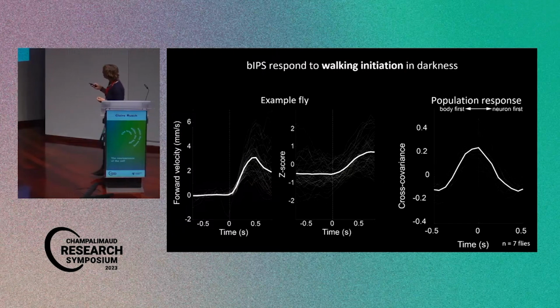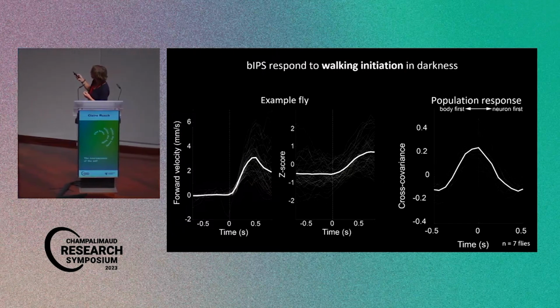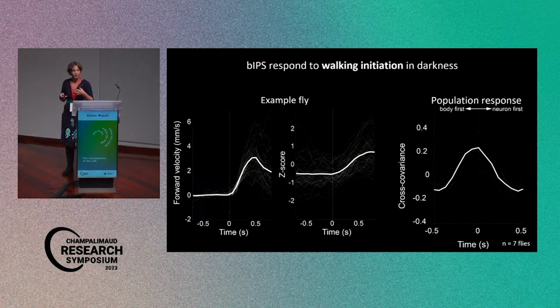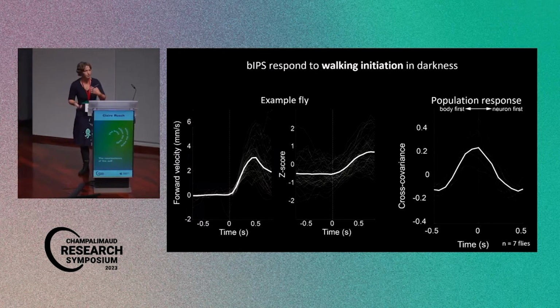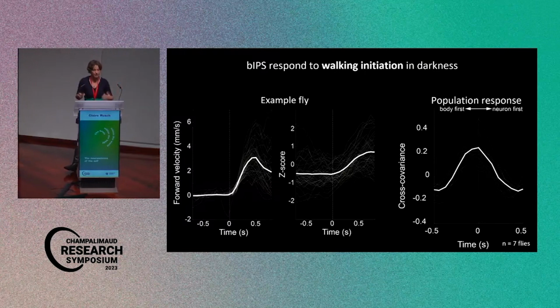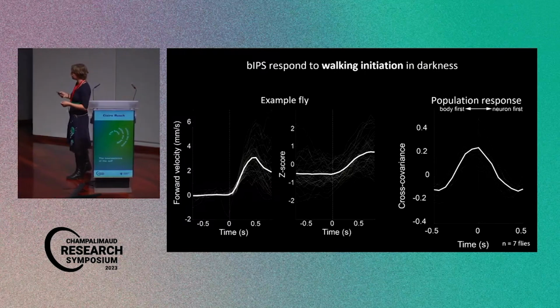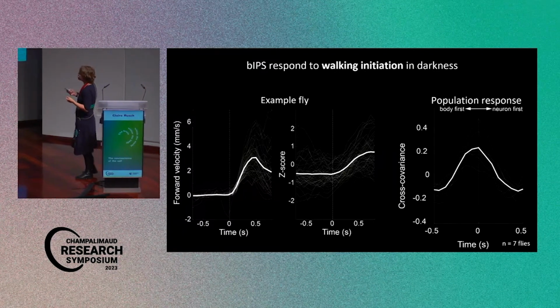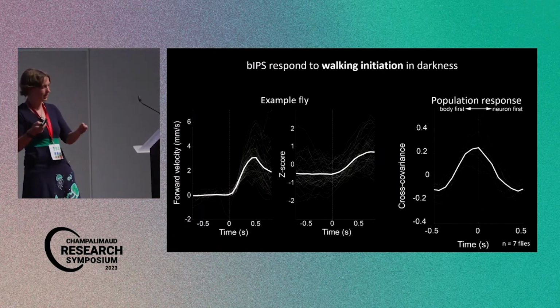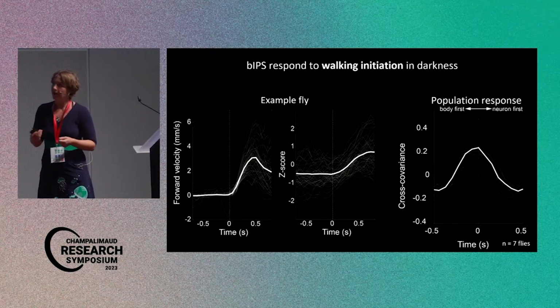And I don't think you can see very well, but the 0 line would be here. So it really seems that the fly is starting to walk, and BIPS is monitoring that. It's not BIPS that is triggering the start of the walk. So there seems to be some kind of behavioral state response in this neuron.